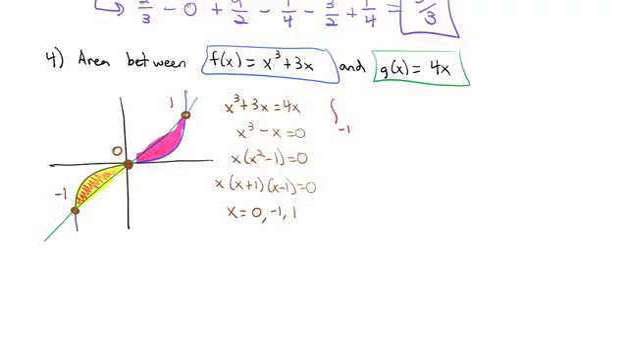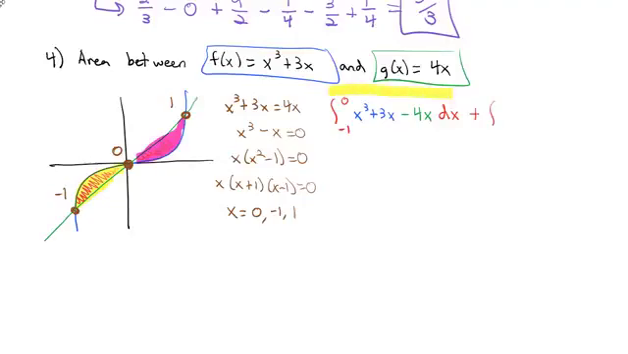We're going to integrate from -1 to 0. This time, the blue function's on top, the cubic. So we'll start with that, x cubed plus 3x. And we'll subtract the lower function, the minus 4x dx. That will give us the yellow piece.